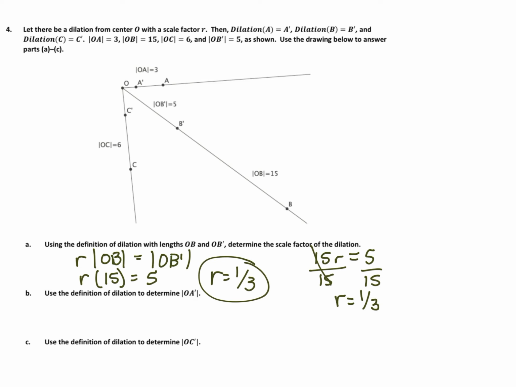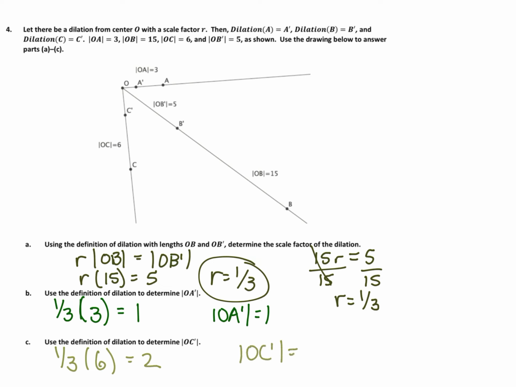B, use the definition to determine OA prime. Now I know R is 1/3. OA has a length of 3. So OA prime will be 1 because 1/3 of 3 is 1. C says use the definition to determine the length of OC prime. R is 1/3. OC was 6. 1/3 of 6 is 2. So the length of OC prime is 2.